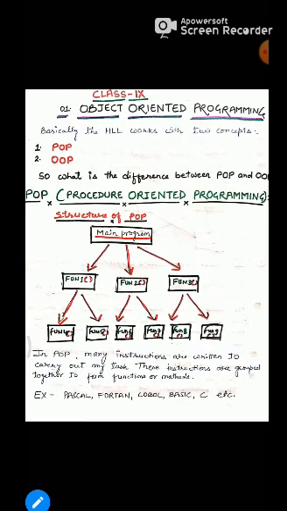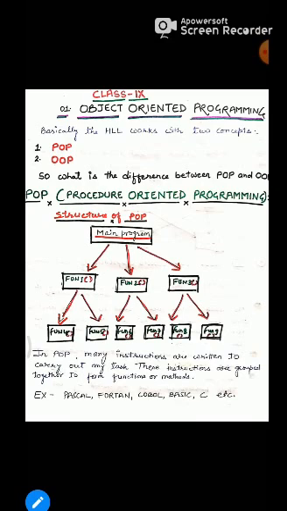The topic name is Object Oriented Programming. So in this video I will discuss the basic concept of Object Oriented Programming. Before starting, I want to give brief information about some important and basic concepts or terms.